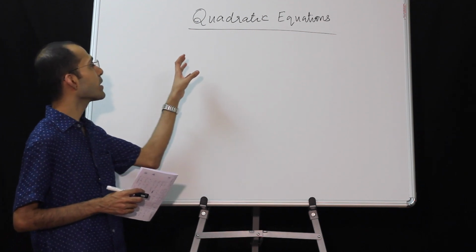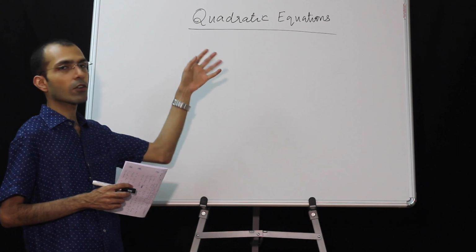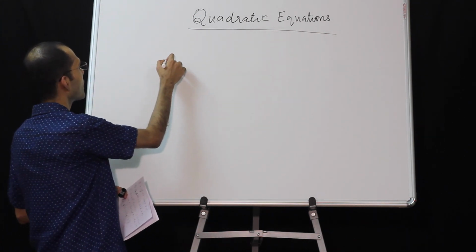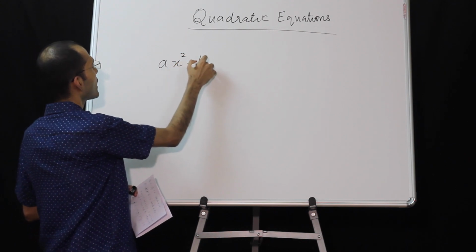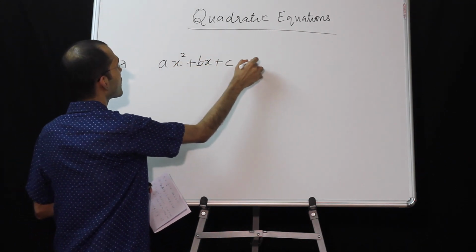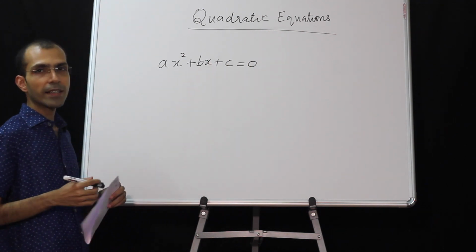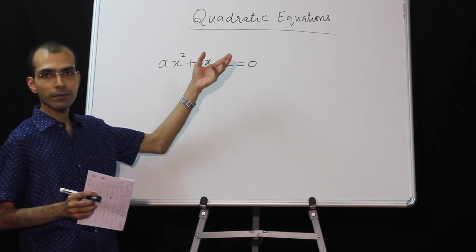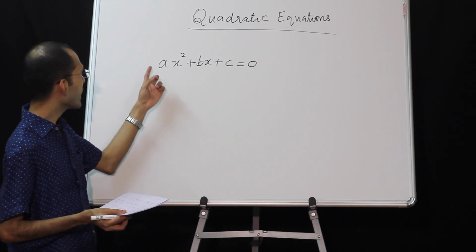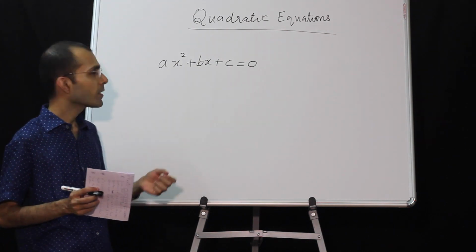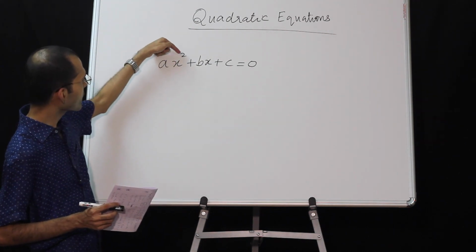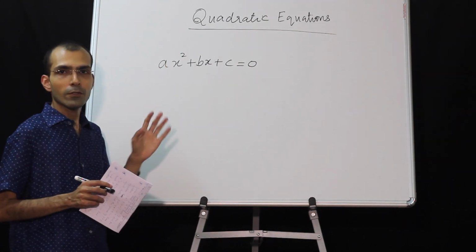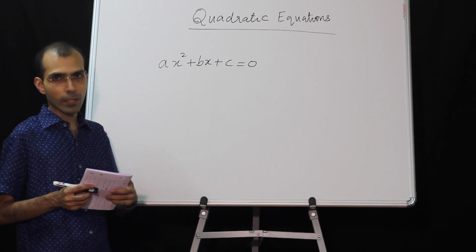Now we will have a quick understanding as to what is a quadratic equation. Any equation of the type ax square plus bx plus c equaling 0 is a quadratic equation in x. Note, x is a variable here. A, b and c are constants. Highest power of x is 2. So therefore we call this a quadratic equation.